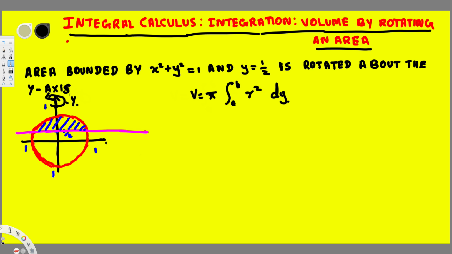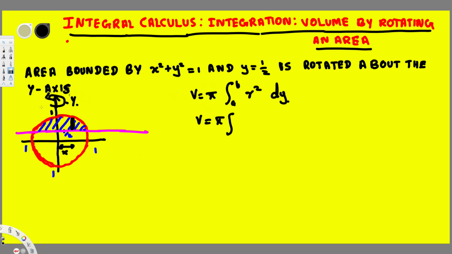To find the radius, we take a slice that is parallel to the rotating axis. Here we are rotating about the y-axis, and if you draw a slice parallel to the y-axis, the distance from the origin to this slice is going to be x. So this distance is x. So V is equal to pi, and we know that this is starting from 1/2 to 1, so that's going to be the limits of integration.